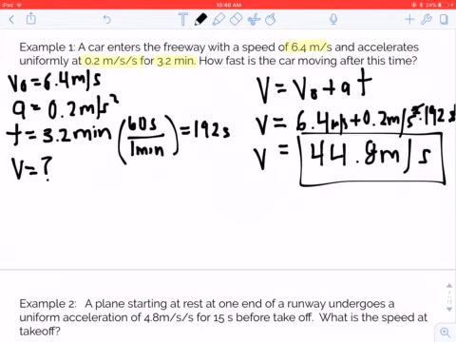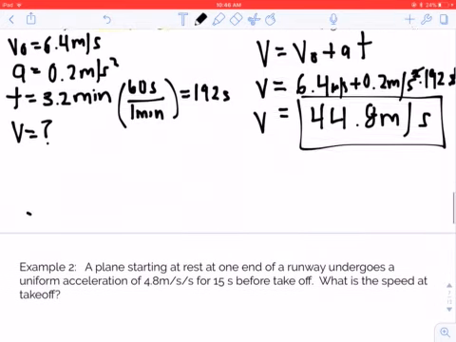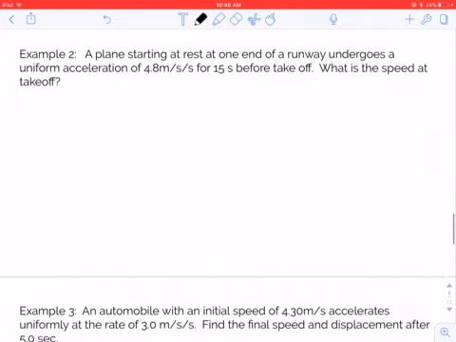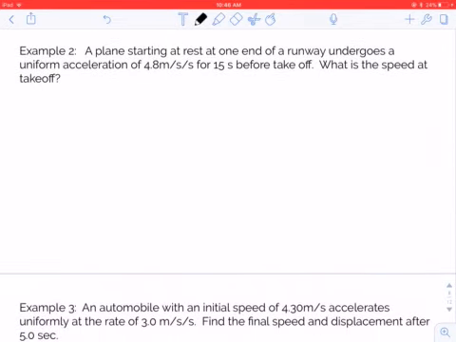Okay, so this car is speeding up and in the positive direction. Velocity and acceleration are both positive. Okay, so let's head to example number 2. Also finding velocity. This should look a little familiar to you, except in this same situation, we're looking for the final speed of the plane.